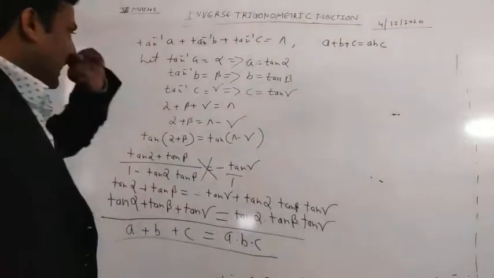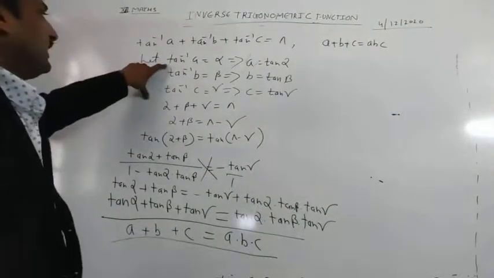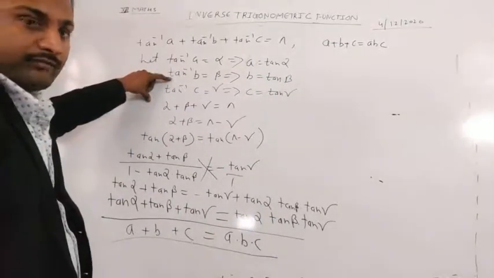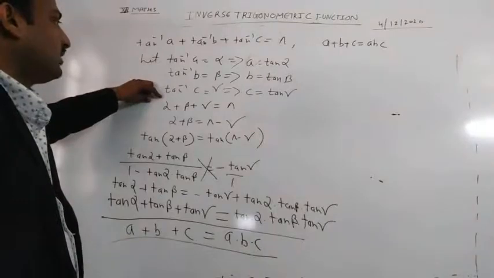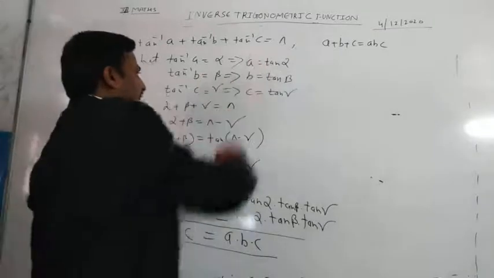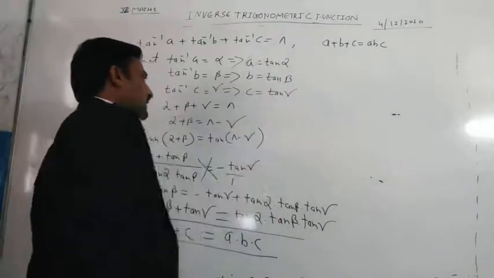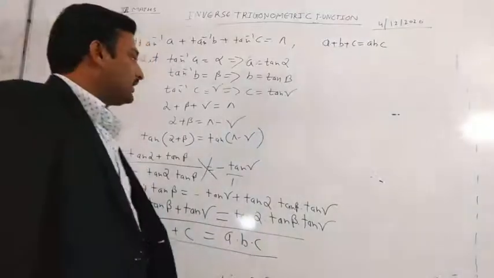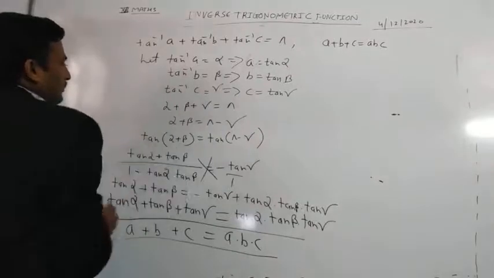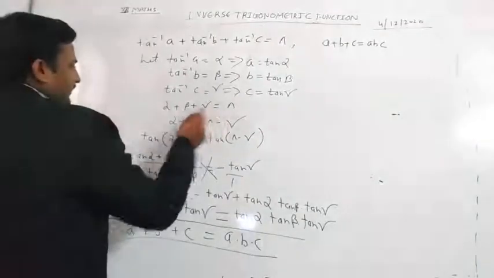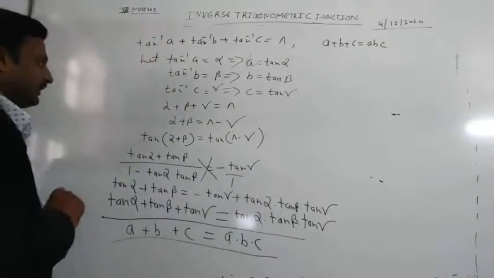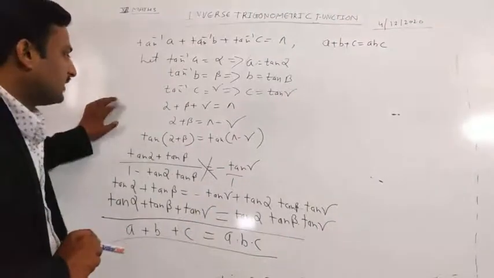Now students, we have taken tan inverse A is equal to alpha, tan inverse B is equal to beta, tan inverse C is equal to gamma. From here we can write A is equal to tan alpha, B is equal to tan beta, and C is equal to tan gamma. Now we will put the value of alpha, beta and gamma here. So we write alpha plus beta plus gamma is equal to pi. Now send this gamma to the right hand side. We get alpha plus beta is equal to pi minus gamma.